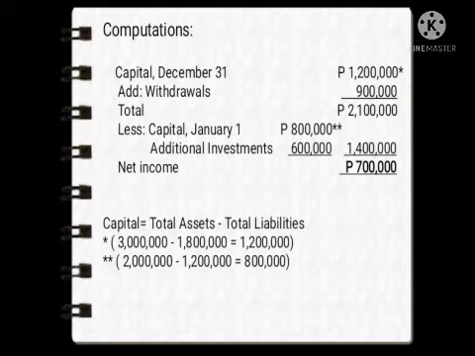And the additional investment 600,000. So the total of the two is 1,400,000. 2 million minus 1,400,000 is equal to the net income of 700,000.